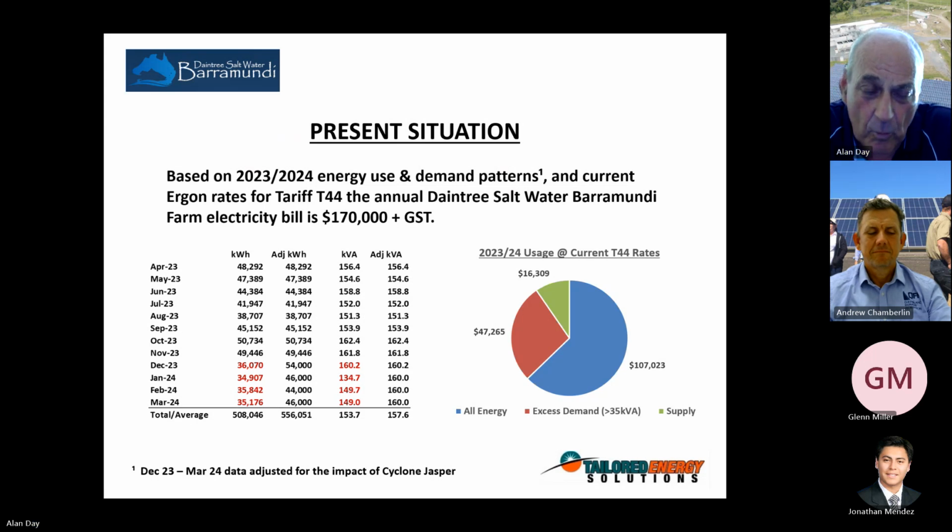So when you look at the detail of the table on the left, you can see that their kVA is generally around the 158 kVA mark. So as I said, everything above 35 kVA is considered to be excess demand. So they're in a pretty bad place, but at the same time, that high cost of 47,000 is a great target for us to look at to help reduce their costs.